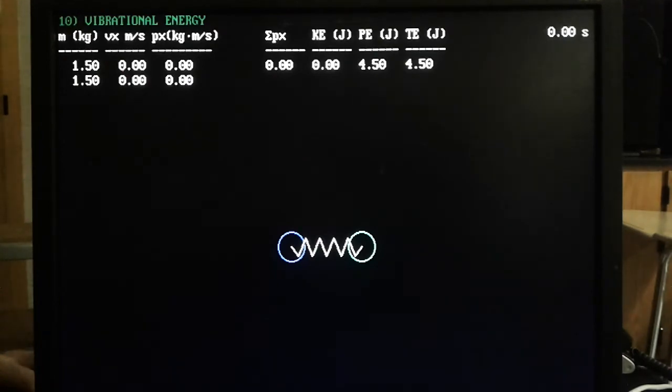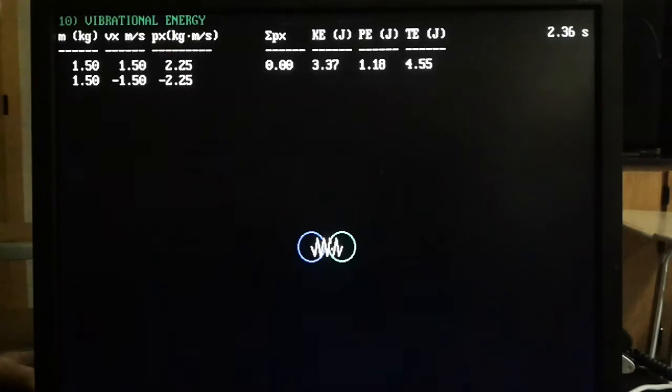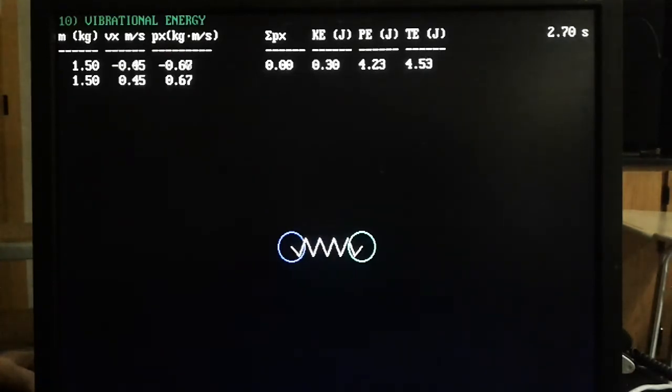Here's another example. The momentum is zero, but the kinetic energy and the potential energy keep swapping back and forth. Now, my total energy is a little bit off here, and that's because of the computer round-off error.